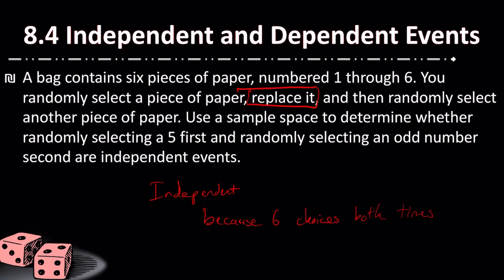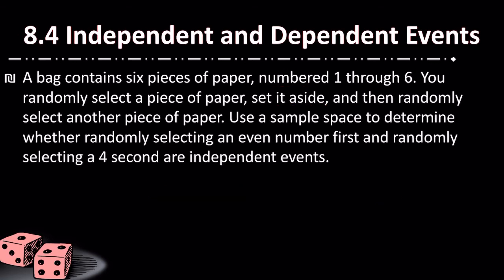So the first time you draw, you could get a 1 through 6. The second time you draw, you could get a 1 through 6. Sample spaces are the same. It's independent. All right, let's change the problem slightly. This time, we randomly select a piece of paper and set it aside. We don't put it back and then randomly select another piece of paper. Drawing 2 times, is it independent or dependent?